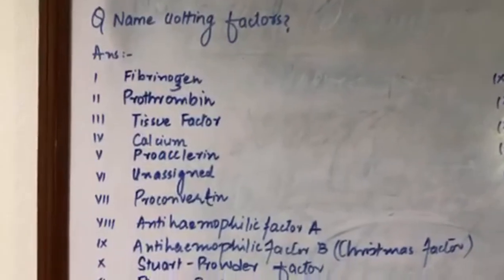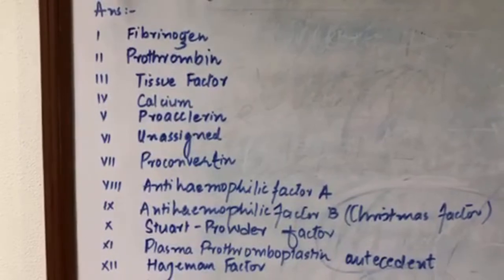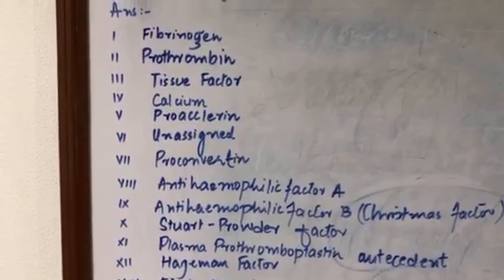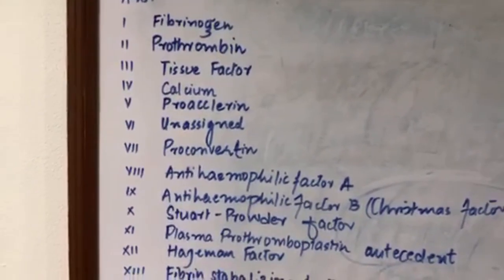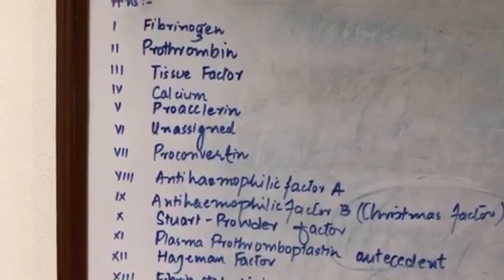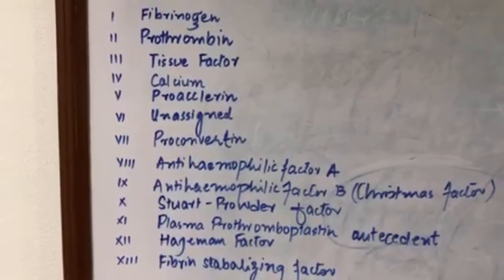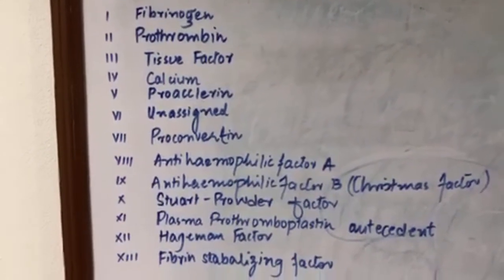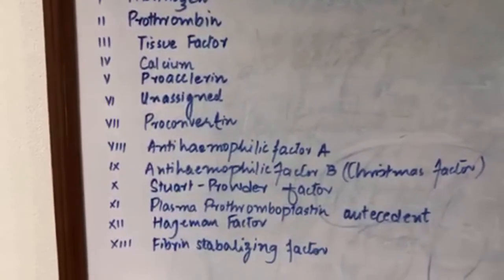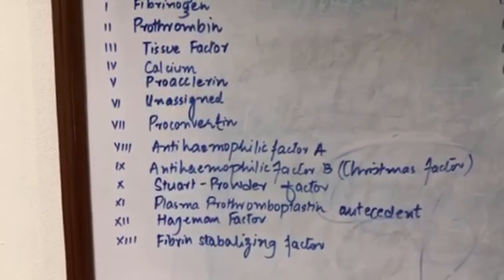The third question is, name the clotting factors. The first is fibrinogen, second prothrombin, third tissue factor, fourth calcium, fifth proaccelerin. The name of factor 6 is unassigned till now. Factor 7 is proconvertin. Factor 8 is anti-hemophilic factor A. Factor 9 is anti-hemophilic factor B, and it is also called Christmas factor. So hemophilia B is also called Christmas disease.